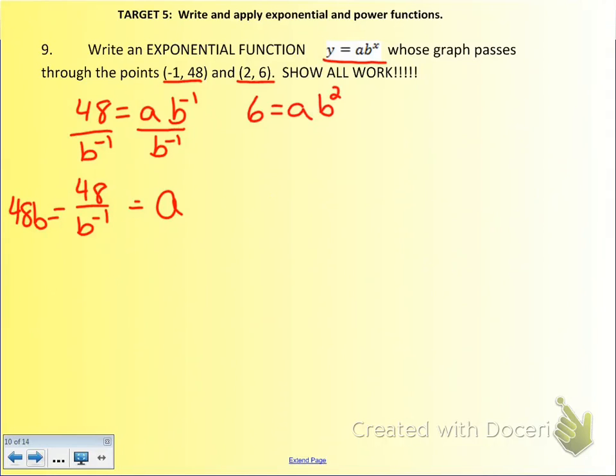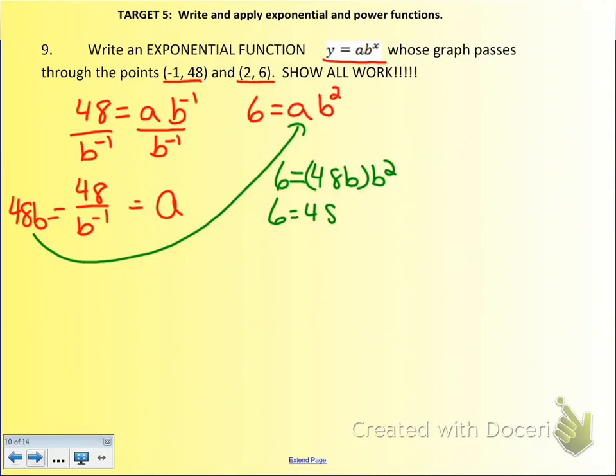Just for my sake, I'm going to keep it as 48b here. We're going to plug it in over here for a in our other equation. So we have 6 equals 48b times the b squared that's already there. So we get 6 equals 48b cubed. We want to solve for b. So we're going to divide both sides by 48. So we get 6 divided by 48, which is 1/8, equals b cubed. We want to take the cube root of both sides.